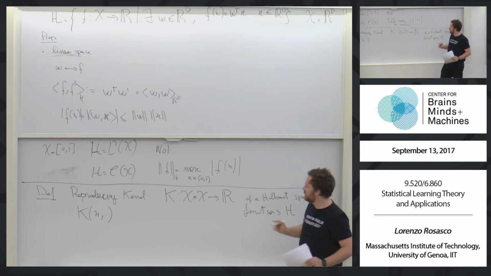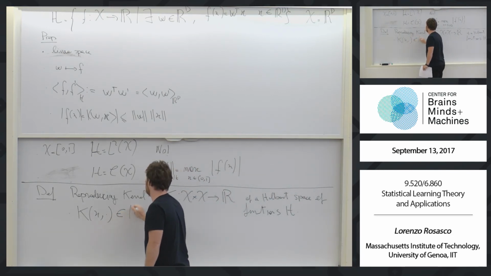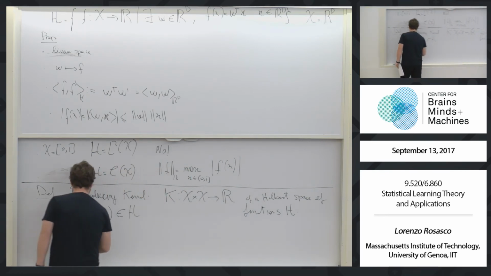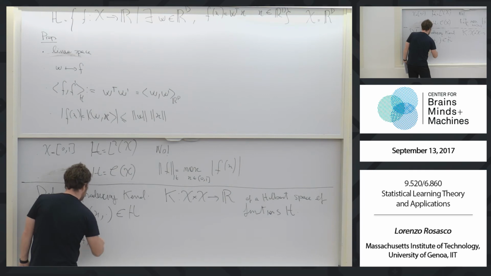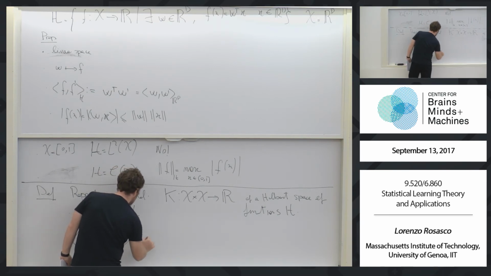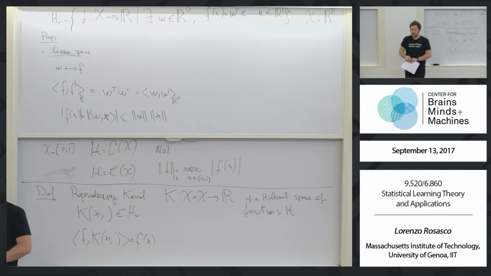I'm assuming that I have a function space, and I say that this function space has a reproducing kernel if there is a function like this with two properties. If I fix one entry, the function that I obtain belongs to the space. And if I take the inner product of any function in the space with this function here, then this gives me f of x. Again, it's an abstract definition.